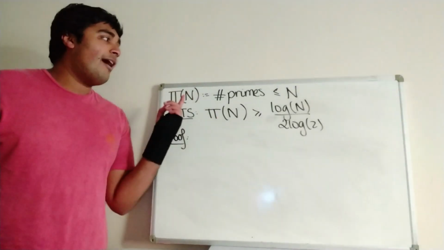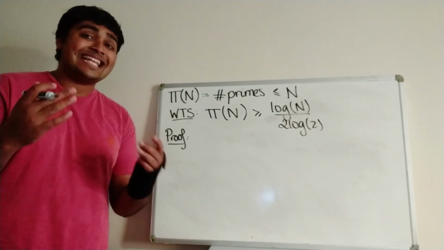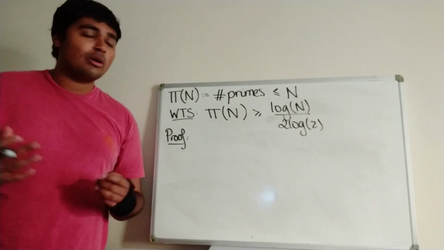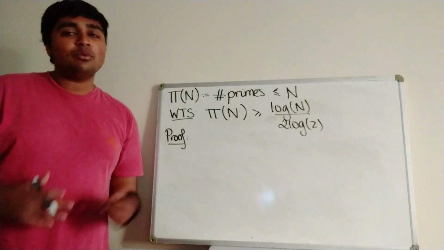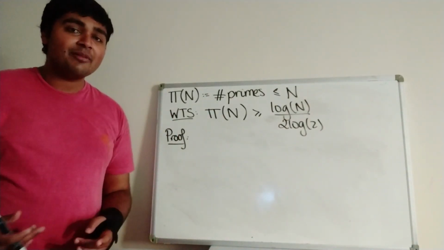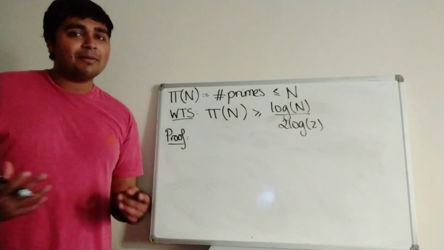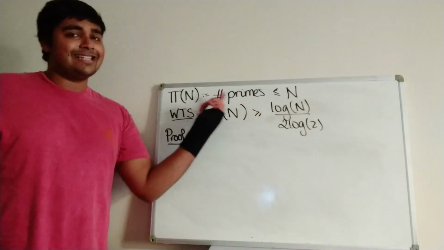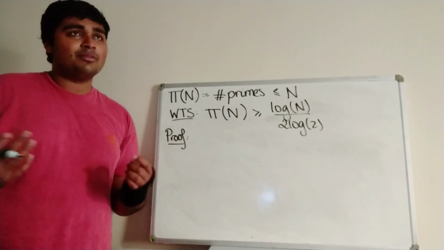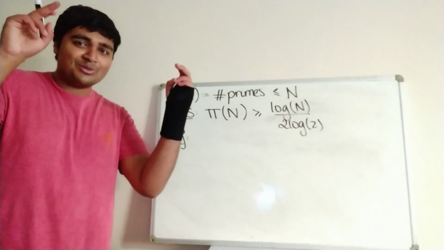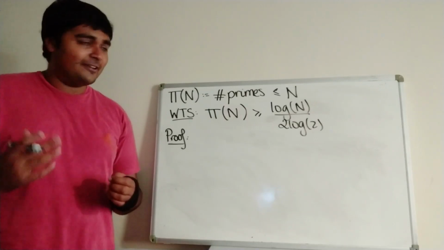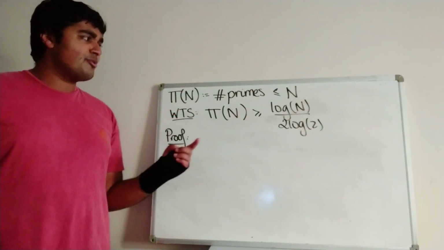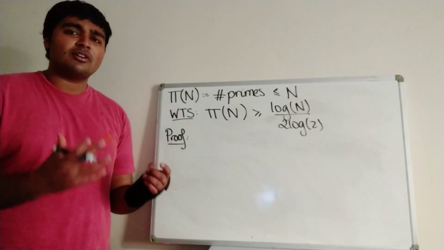Okay, so we have that pi of n is the number of primes less than or equal to n, and we want to show that pi of n is bigger than or equal to log n over 2 log 2, and that will of course prove that there are infinitely many primes because this right hand side here is unbounded. So if you take n to infinity, this right hand side goes to infinity, so this thing here must go to infinity, so the number of primes less than or equal to infinity is infinite. Okay, and that will prove that there are infinitely many primes. So this is what we want to do. We want to prove this, and as I said, it's going to be a constructive proof.